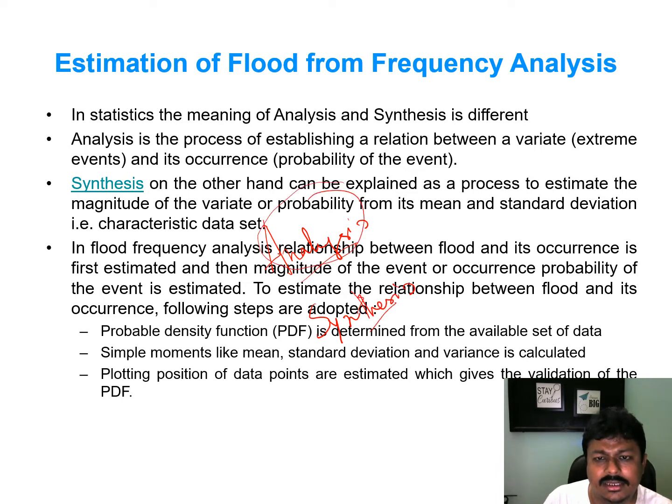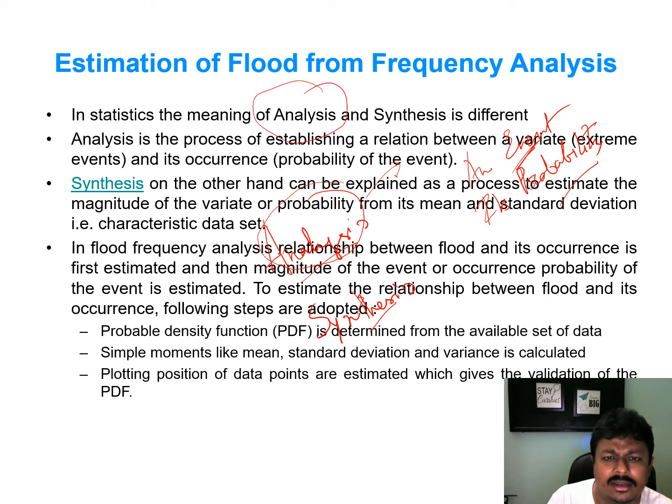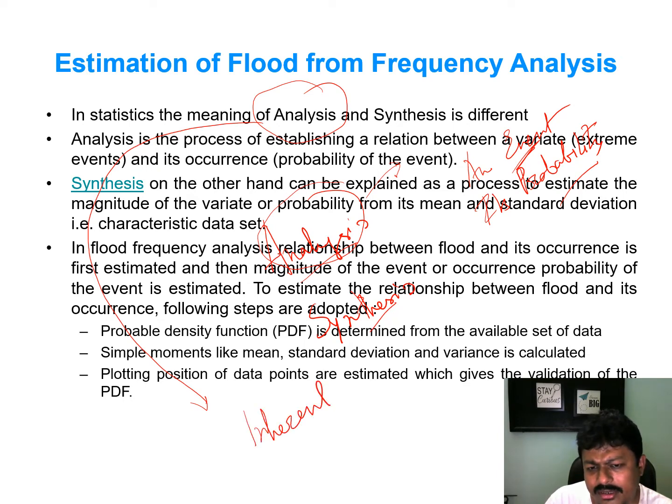Now, analysis involves the collection of data and trying to establish a relationship between an event and its probability. That means this analysis section tries to analyze the inherent relationship that exists in between the collected data set.